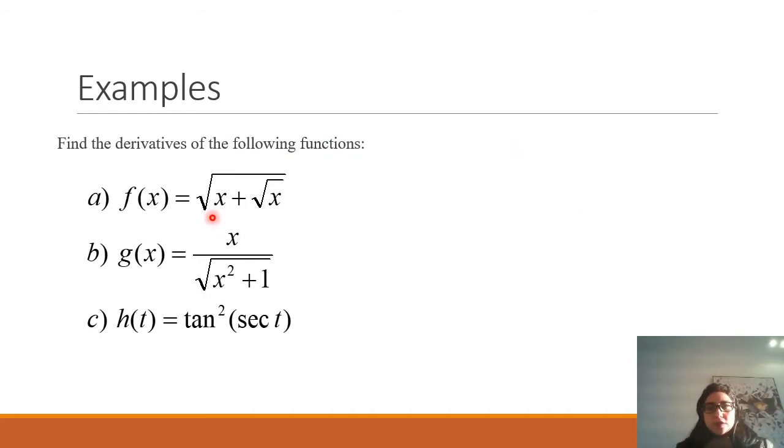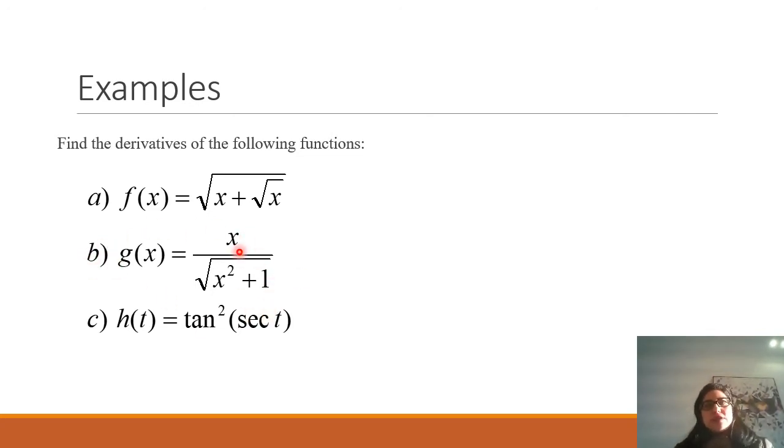Let's try to do this one. This one is what? I will reorder it, or I will rewrite it in a way that makes it easier for me. So for me, I'm going to write it as x plus x power half, all function to the power half. Alright, and now he's looking for the derivative. The answer, you will find it in the next page, but I want you first to try to do it by yourself.